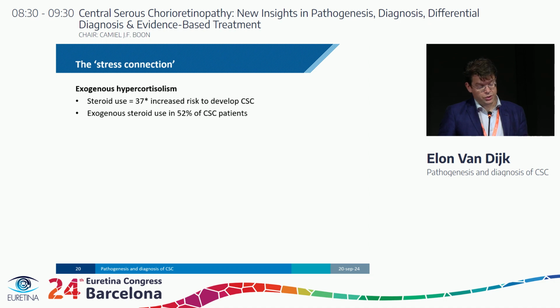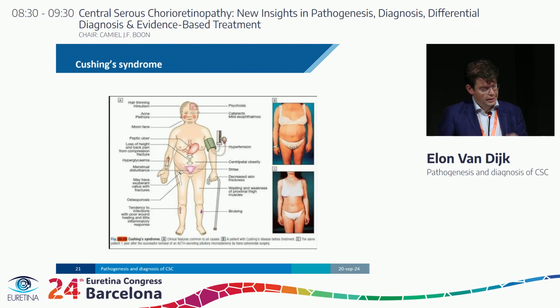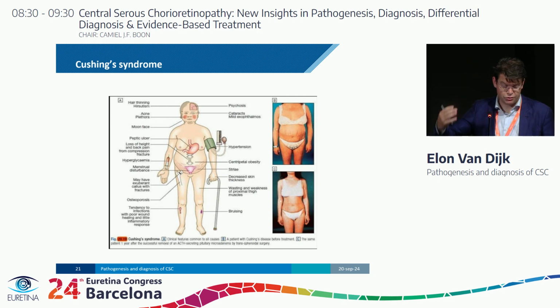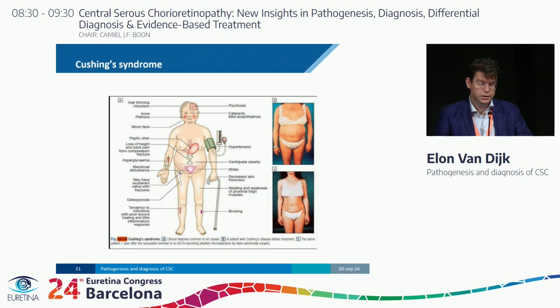So we know that steroids can hugely increase the risk of CSC, and even in some patients, local steroid use can be a risk factor. And up to half of the patients with CSC use exogenous steroids. But endogenous increased steroids, so hypercortisolism in Cushing syndrome, is also a risk factor. And when you have to suspect Cushing syndrome, you have to think about abdominal fat distribution, buffalo hump, which in extreme circumstances, onset of diabetes, osteoporosis, etc. There are many parts of the body that can be affected.